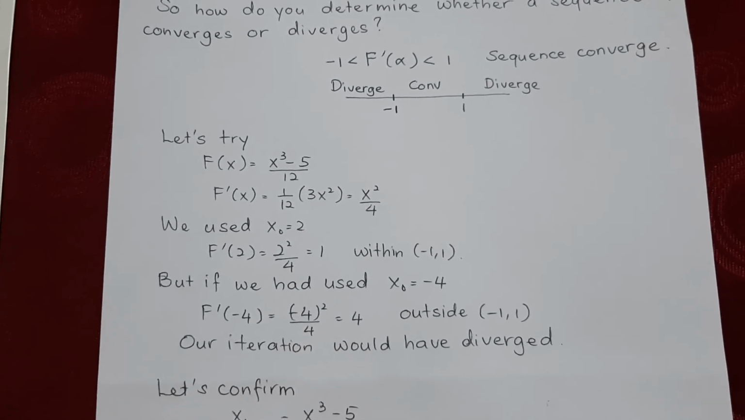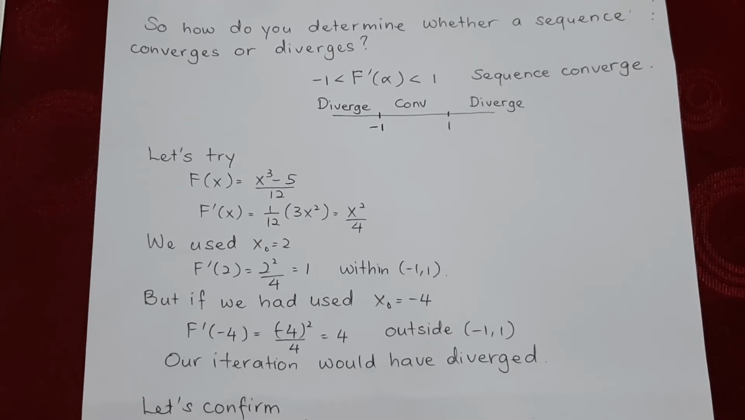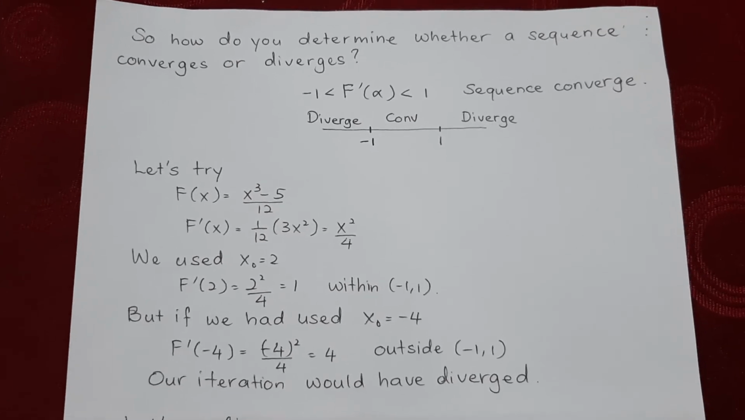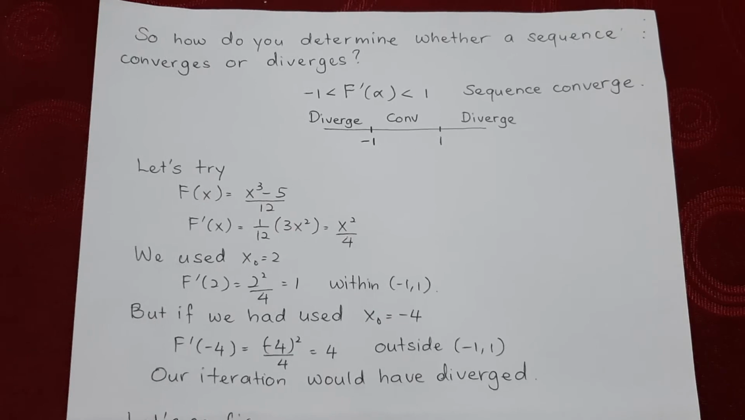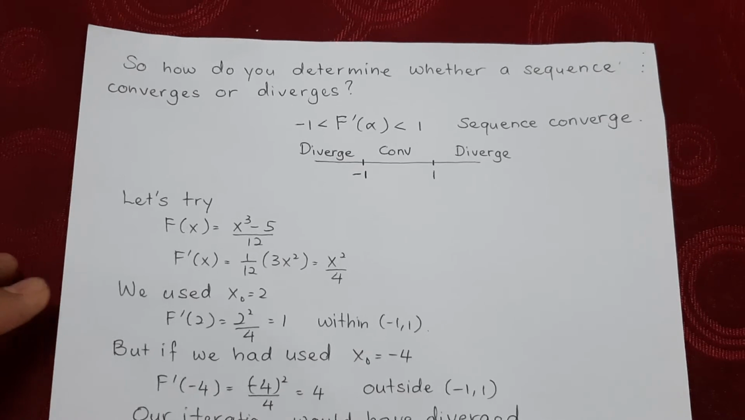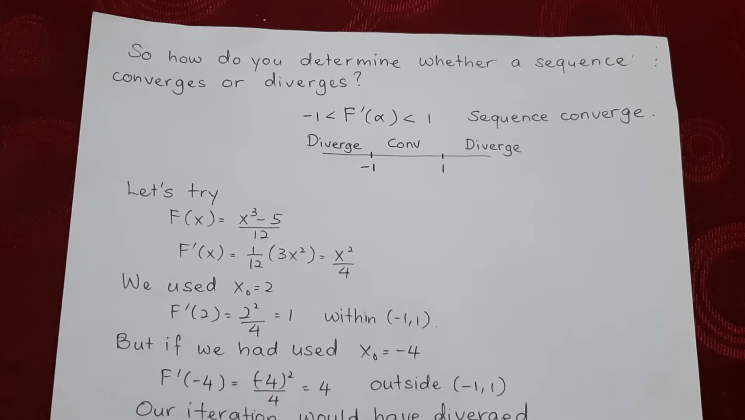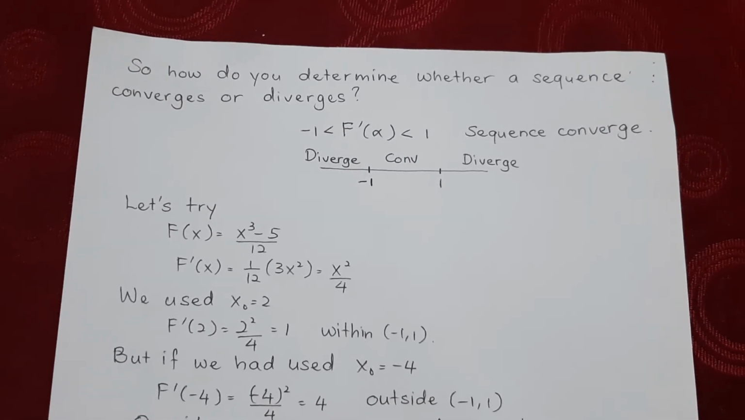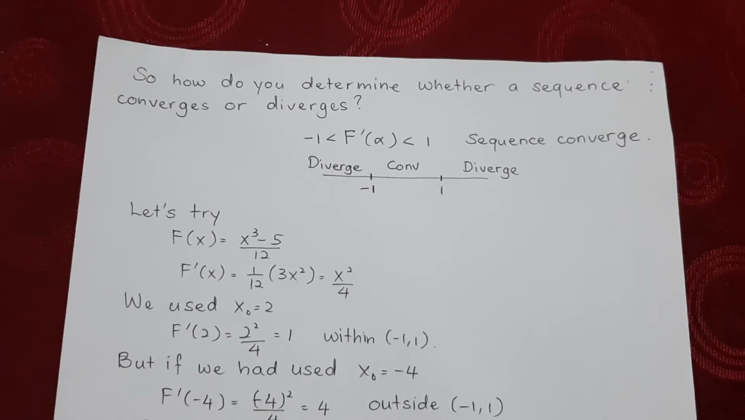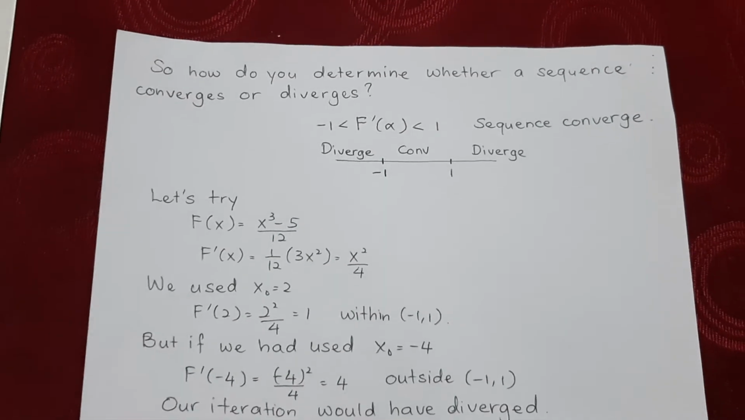If we check the differentiation, f prime of 2 is actually 1. We used x0 equals 2, or around 2, and the value of the root is around 2, so 1 is well within the accepted range of f prime of alpha. It's between -1 and 1, and the value that we use is around 2. That's why it had worked, and that's why it had converged to the root.